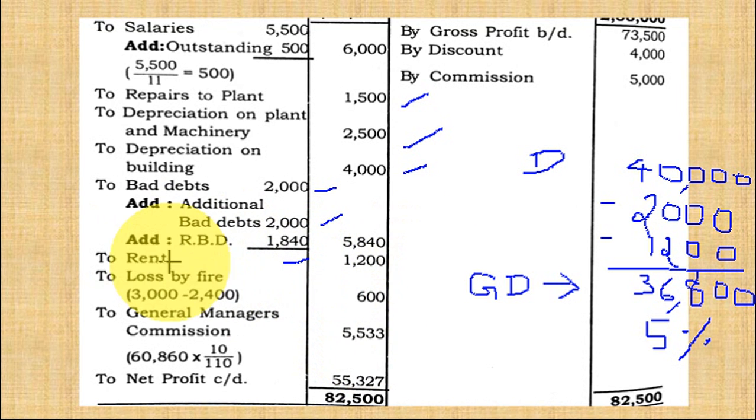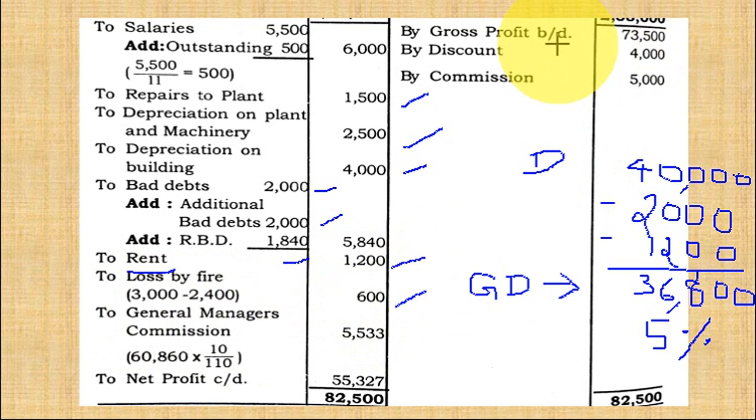Then rent. I told you it is not given in the trial balance, but in the adjustment it is given. So from debtors we have deducted the rent, and we have to pass a new entry here: to rent 1,200. Loss by fire. I told you the goods worth so much are lost and the insurance company is giving an amount. So 3,000 minus 2,400, 600 is the loss.